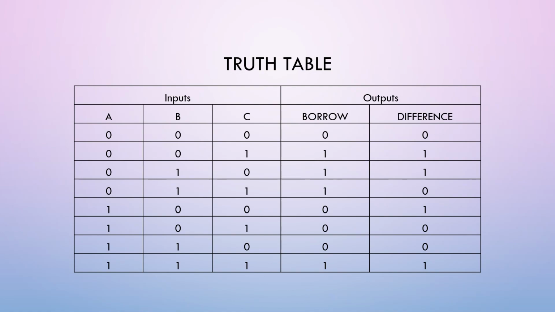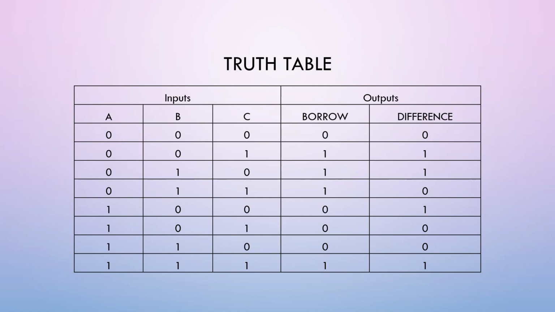Let's see the truth table of the full subtractor. There are 3 inputs A, B, C, and outputs borrow and difference. When all the inputs are 0, borrow and difference are 0. When C is 1, borrow will be 1 and difference will be 1. When B alone is 1, borrow will be 1, difference will be 1. When B and C are 1, borrow will be 1, difference will be 0.